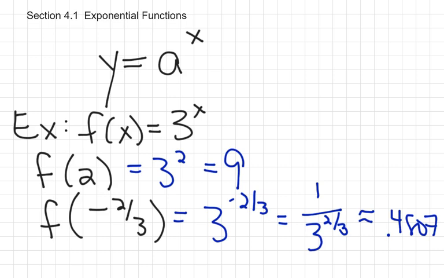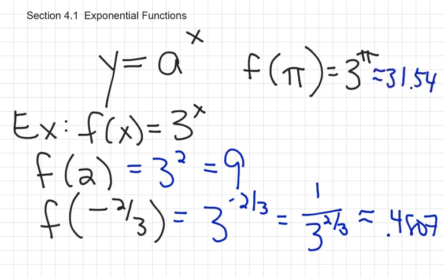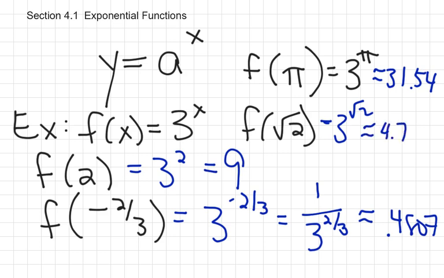If I say find f of pi, well, as long as you know where the pi key is on your calculator, you should be able to raise 3 to the pi. And you should get approximately 31.5442. I'm running out of space. And now f of square root of 2. Just put square root of 2 in for the exponent. So 3 raised to the square root of 2, and you should get approximately 4.729.